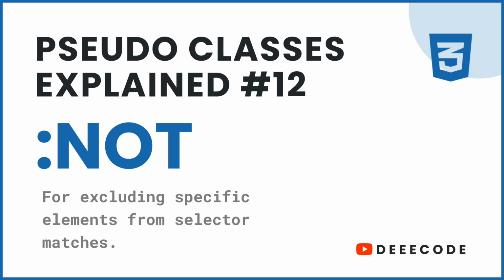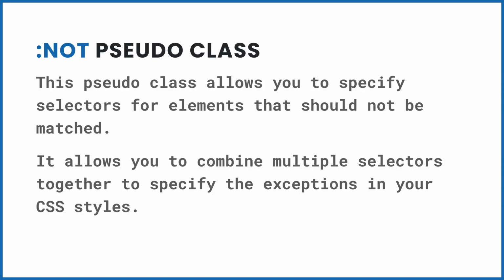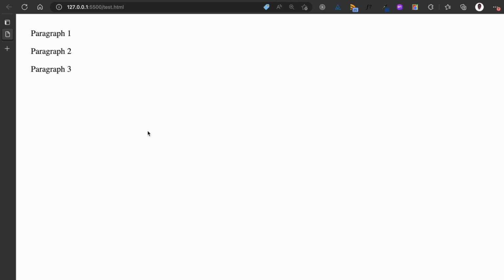In this video, part 12 of my CSS Pseudo Classes Explained series, I'll be simplifying the not pseudo class. The not pseudo class allows you to specify selectors for elements that should not be matched. What do I mean by this? Now, have you ever tried matching some elements, but you also want to specify exceptions?